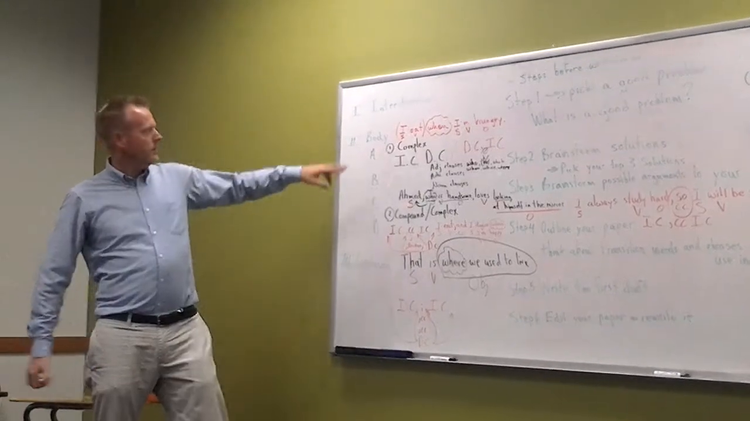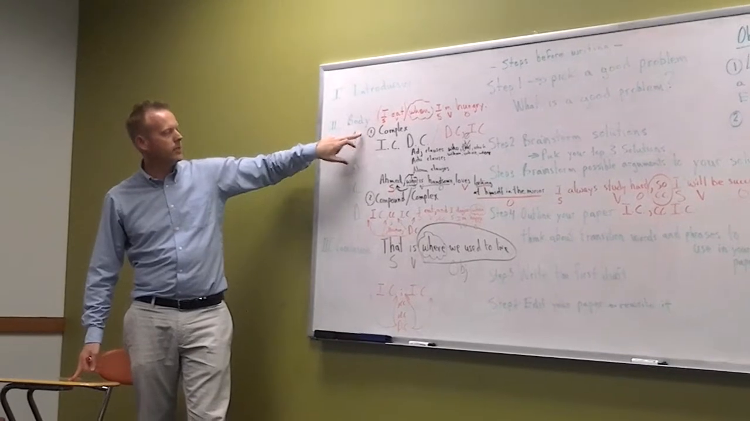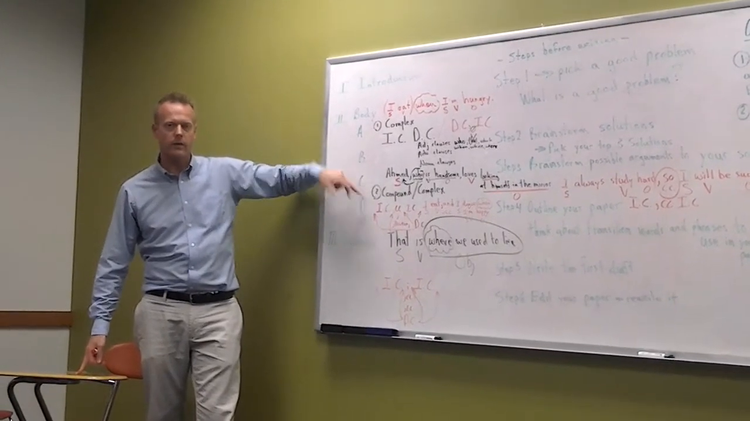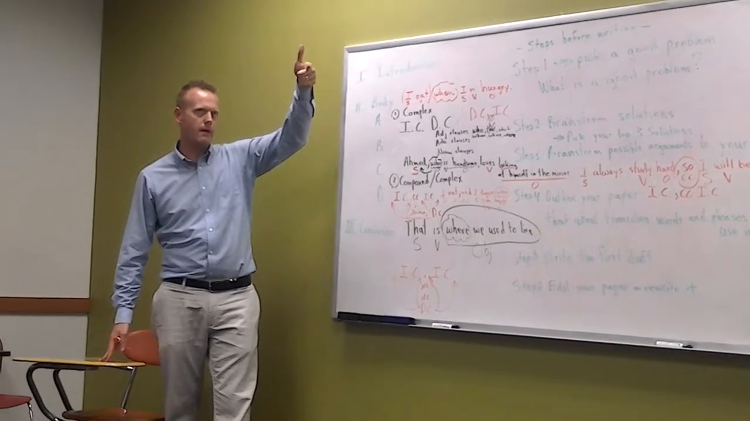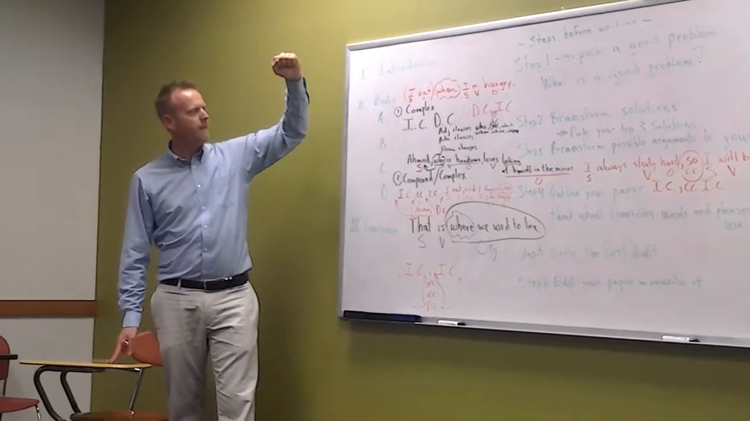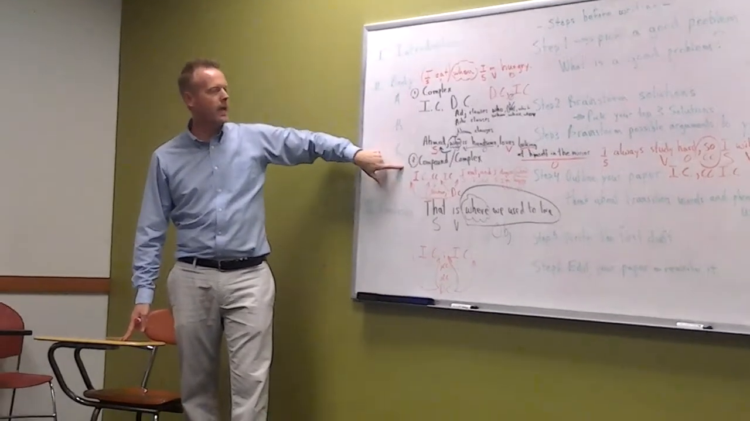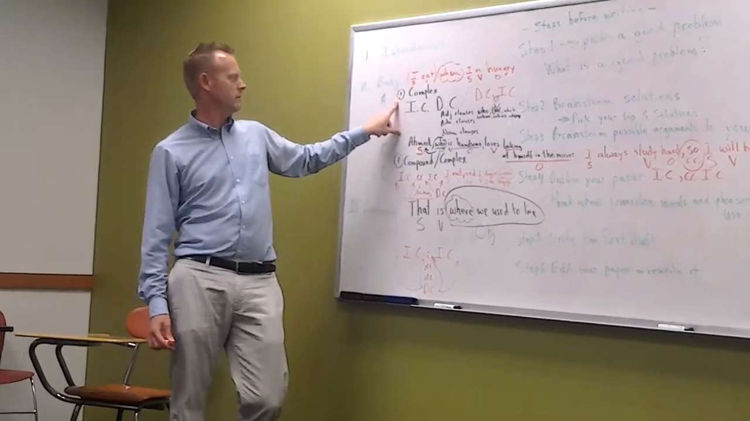All right. Hey, listen, we're talking about the last two kinds of sentences. We're talking about complex and compound complex. We already talked about simple, and we already talked about compound. Simple, what do we talk about? Simple and compound. So these are the last two, complex and compound complex.